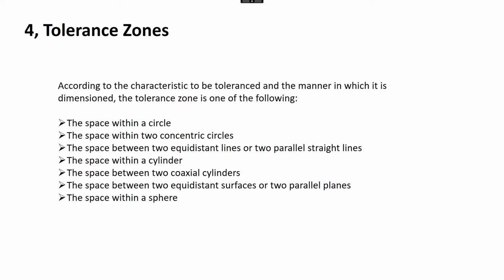Okay, so these are the tolerance zones that you're allowed to use. Some of these you don't use very often, some of them you use all the time. The space between two parallel straight lines is used quite often. Space within a cylinder is used very often. The space within a circle is used quite often. Some of the other ones not quite so often.